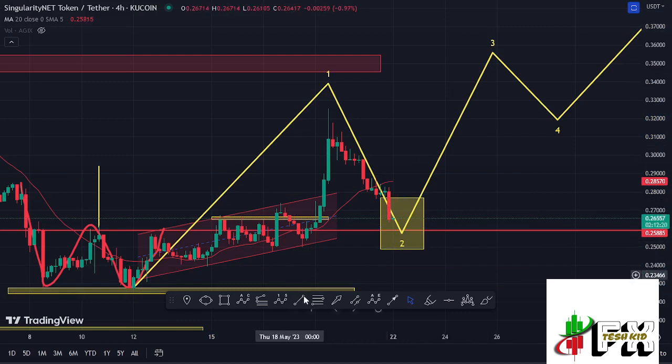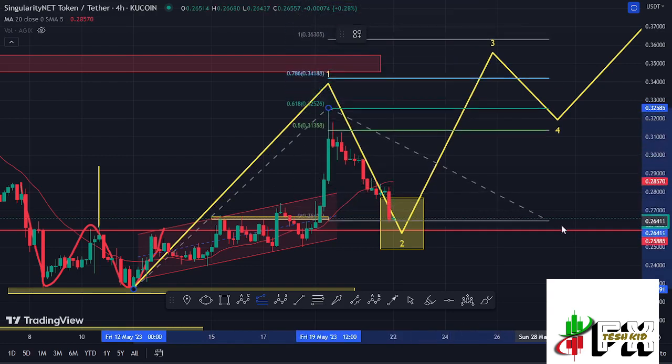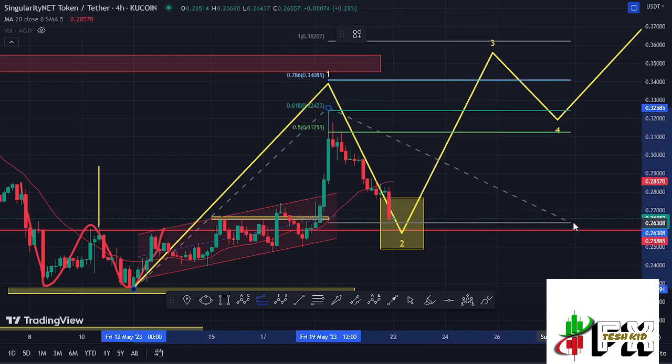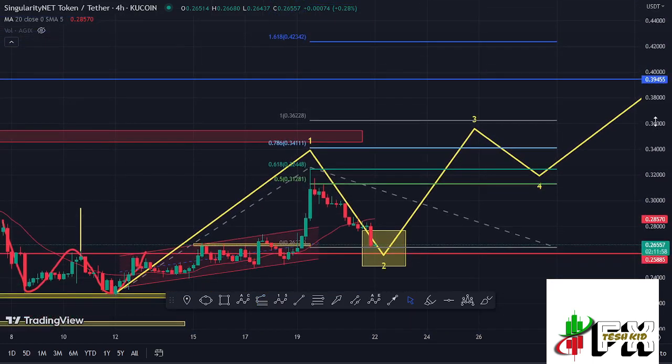And giving you minimum target areas for that wave 3, assuming that we are not going to get one more leg down in the formation of this wave 2, by connecting the trend-based Fibonacci from the low of the first wave to the high of that wave 1, then dragging the fibs to the low of the second wave, that now gives me a minimum target area at the fib level 1.618, and that is at around the $0.42342 mark.